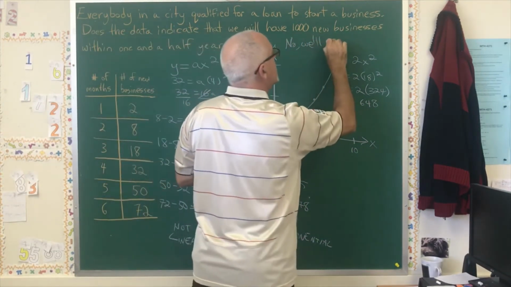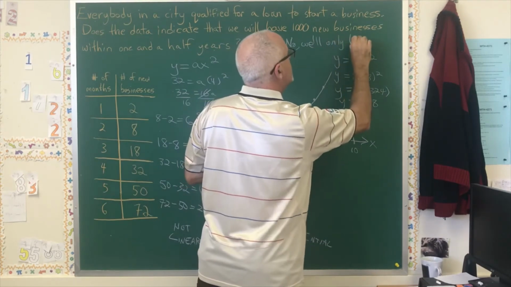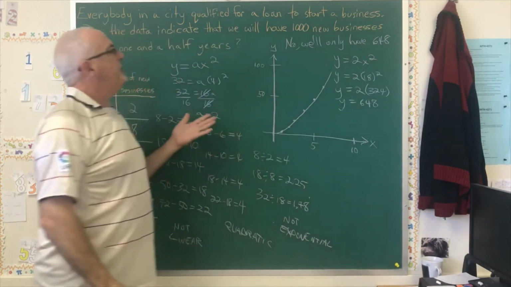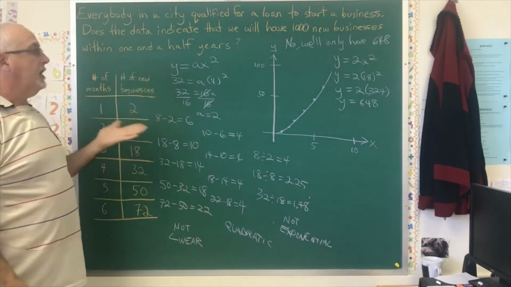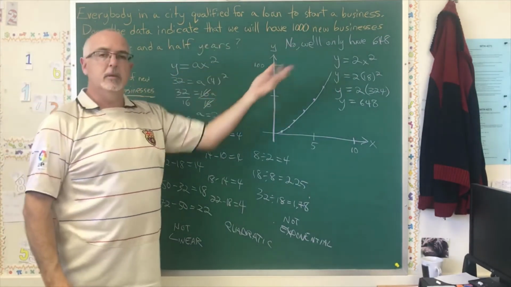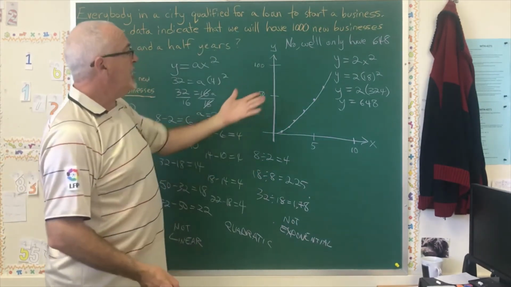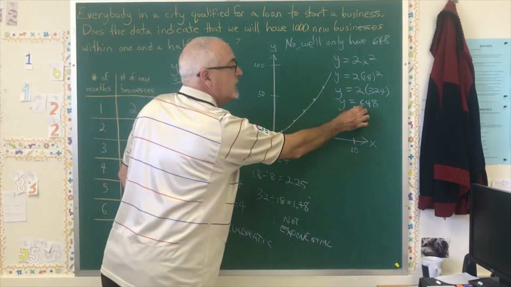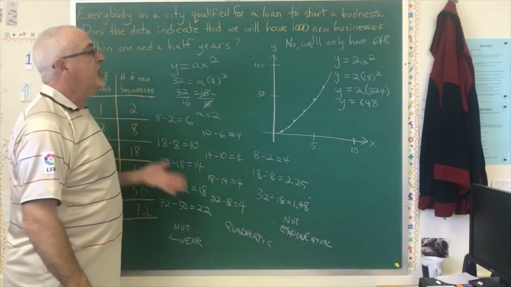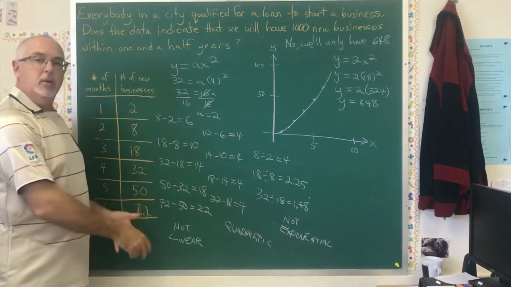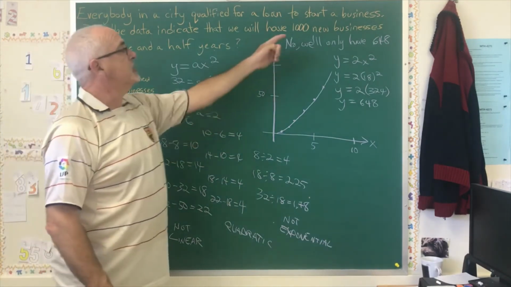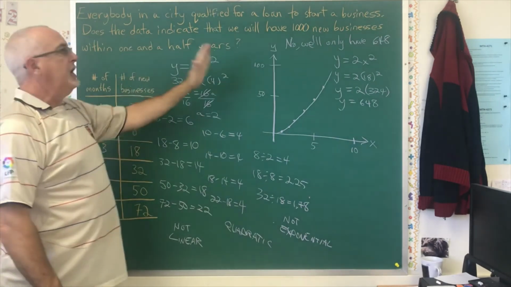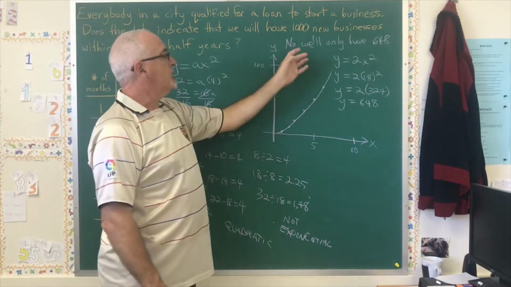We will only have 648. Now, the question didn't really ask, is it likely we'll ever get to 1,000 new businesses? But the answer to that question would be, well, yes. These numbers are increasing quite quickly. We are getting pretty close to 1,000 after only 18 months. So if we were to plug in 19, 20, 21, we might find a value that is more than 1,000. But this question just said, in 1.5 years, will we have 1,000 new businesses? The answer to that question is no.